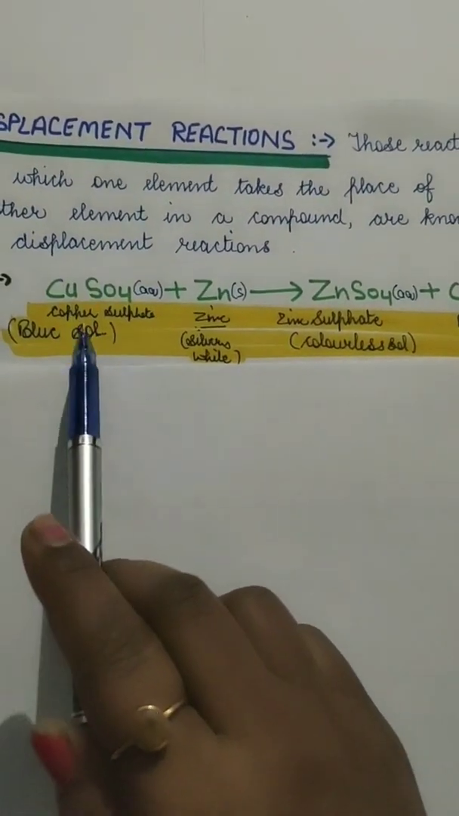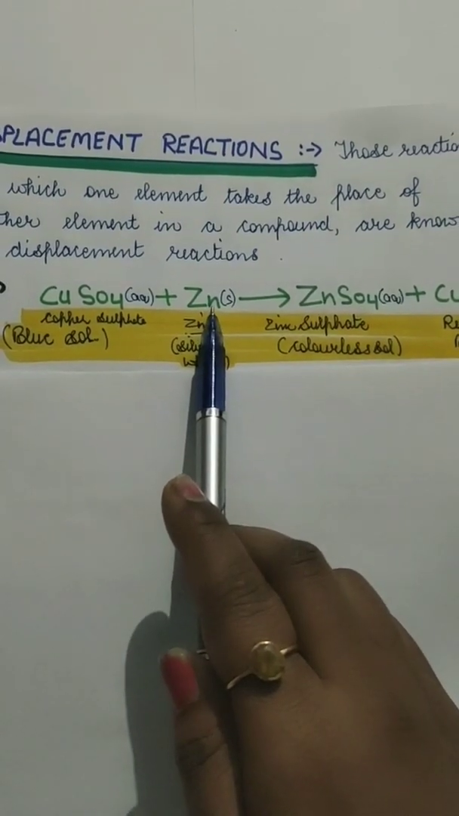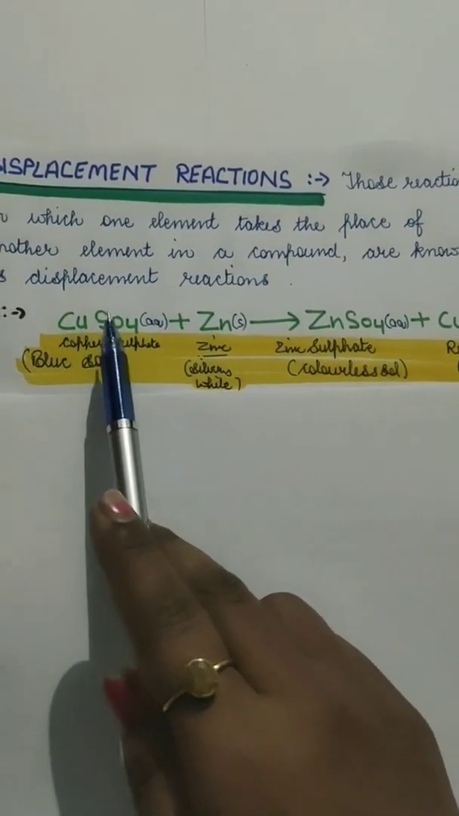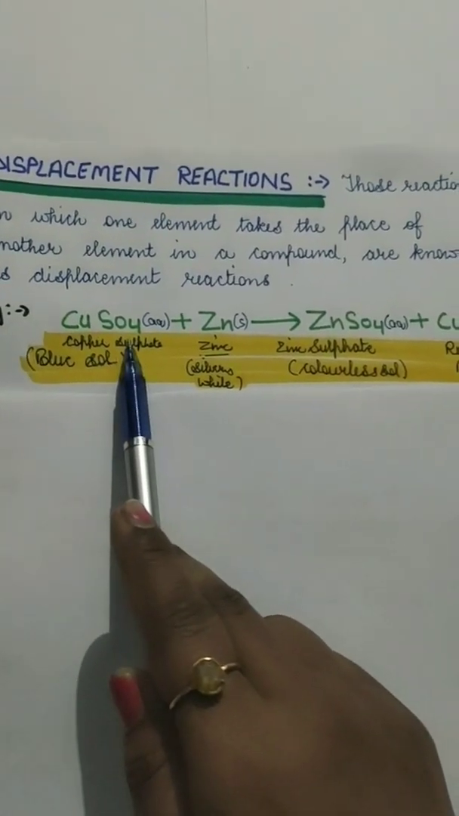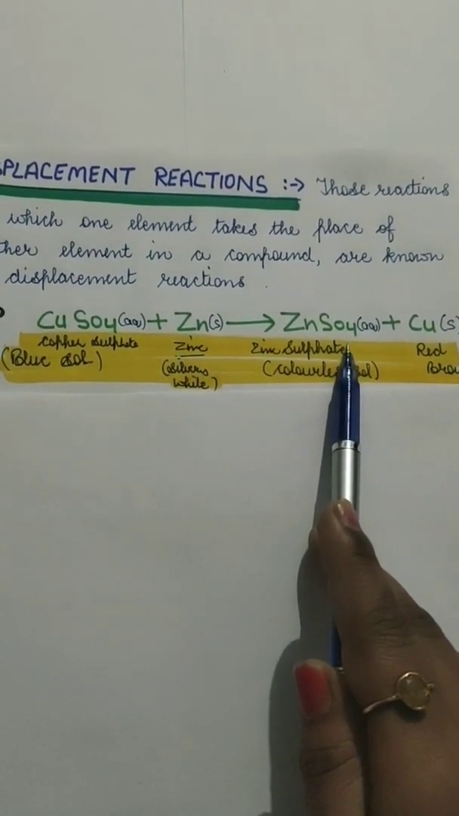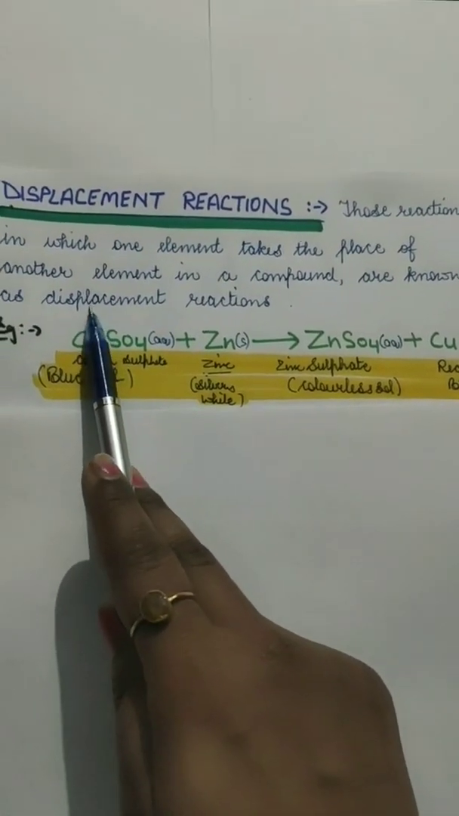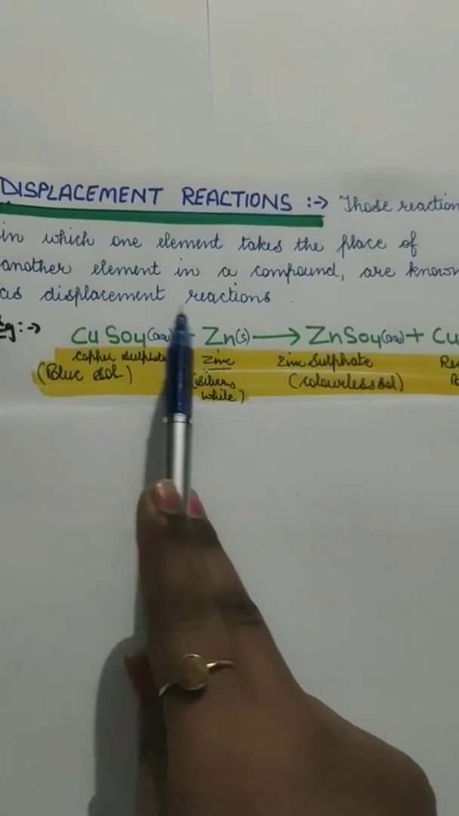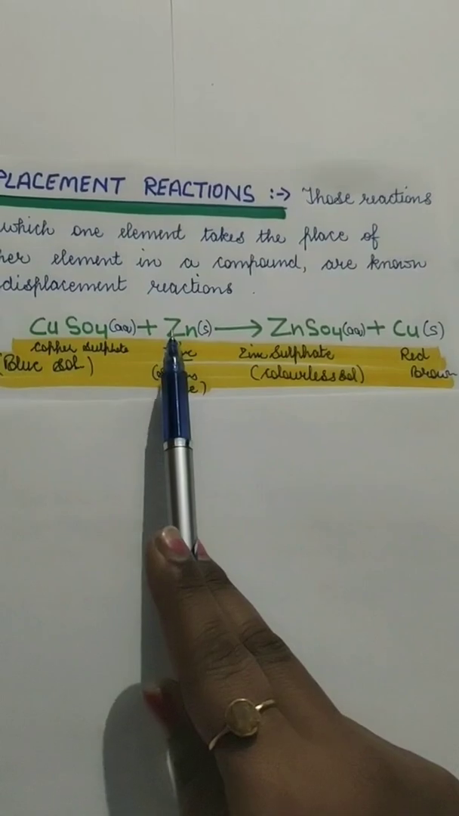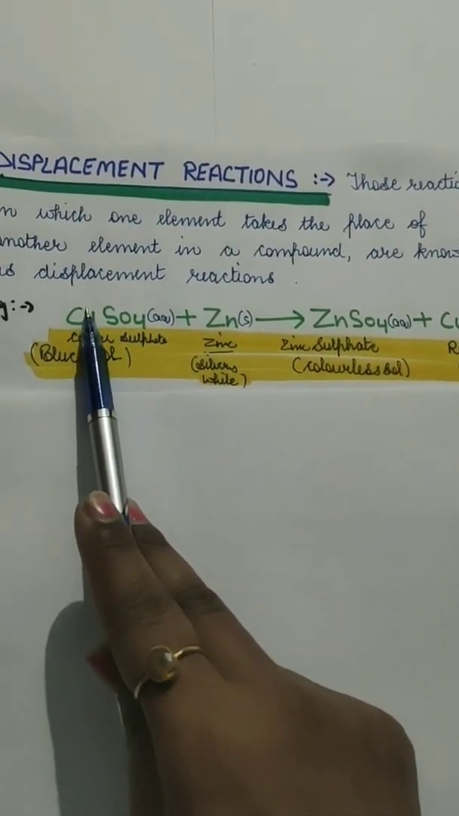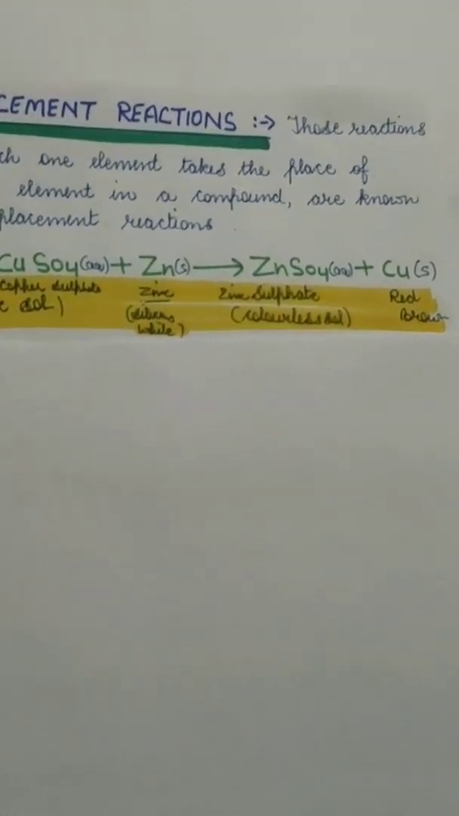So when copper sulfate reacts with zinc, zinc being more reactive than copper, displaces the copper from its salt solution and forms zinc sulfate. Now this zinc has displaced the copper from its solution and gets attached to it, and copper is left free. So zinc has displaced copper from its salt solution, and here it has formed zinc sulfate solution.